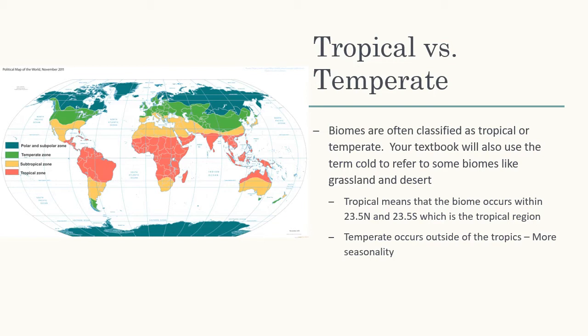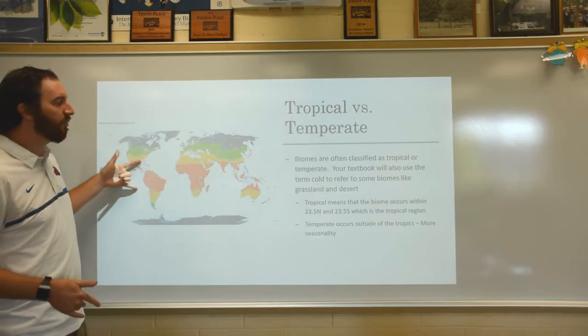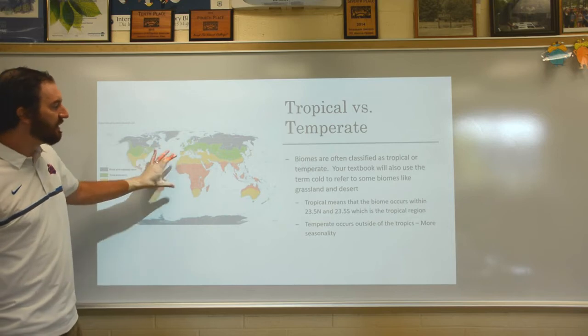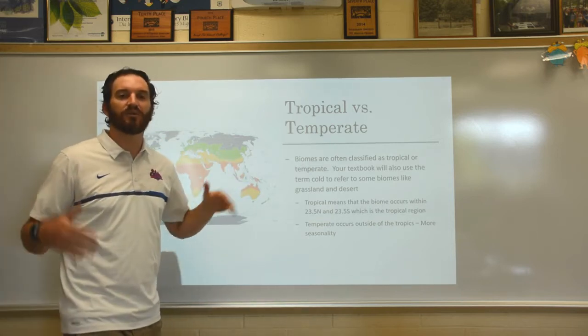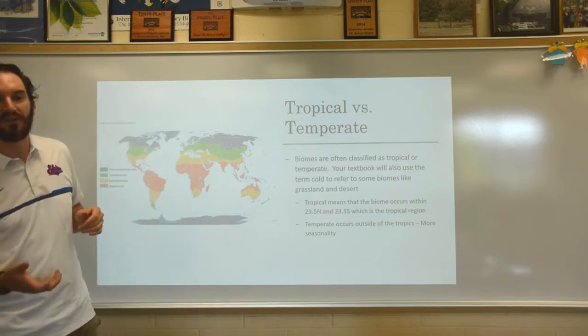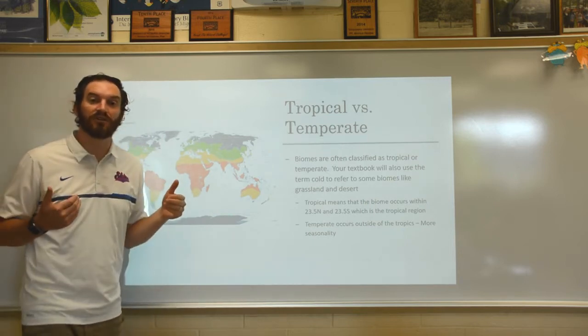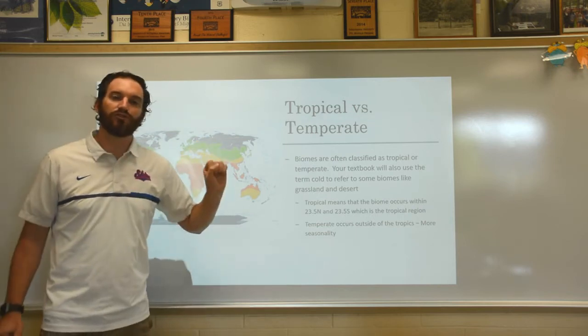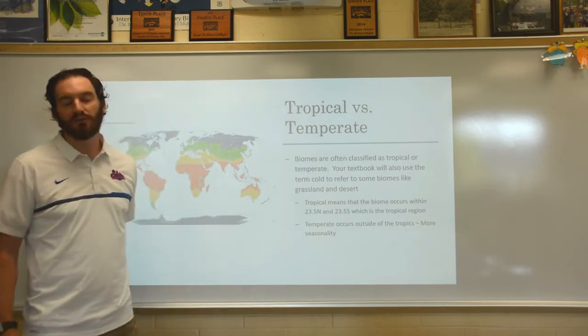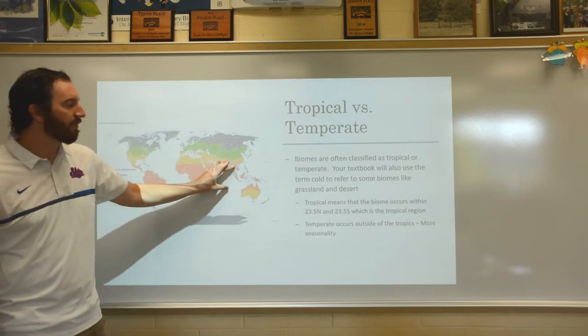If you are a tropical area, it means you exist within the tropics. The tropics are here, 23.5 degrees north, 23.5 degrees south. Why do we refer to that region as the tropics? Well, that actually has to do with the rotation of the Earth around the sun and the tilt of the Earth on its axis. But that region experiences more annual solar energy than any other region on the planet. So that is our tropical region.